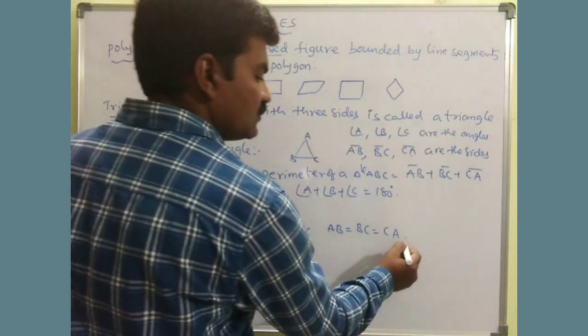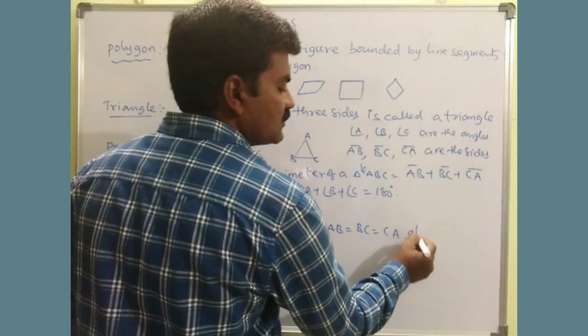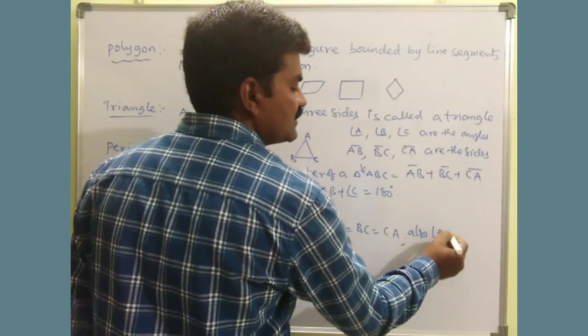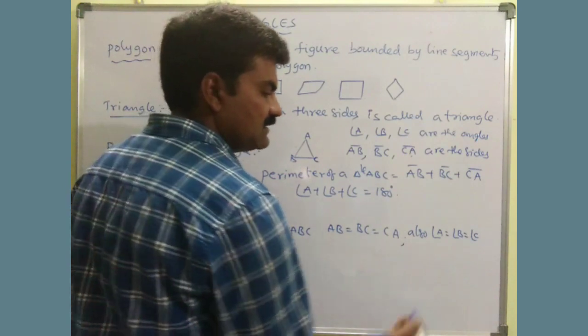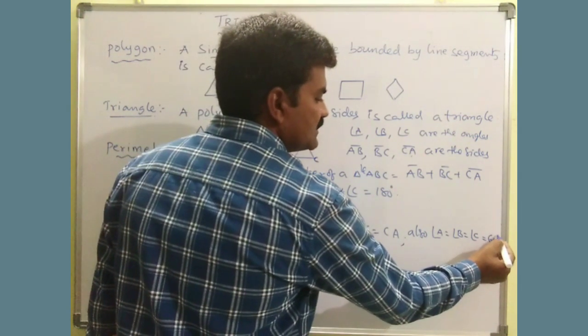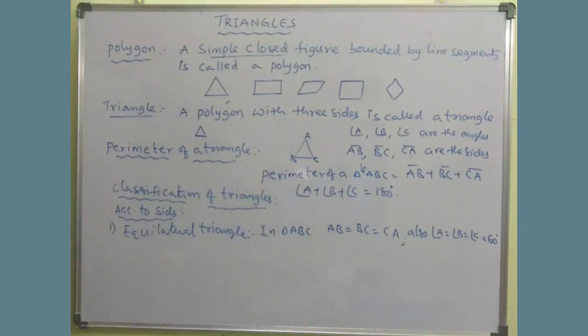Not only 3 sides, also 3 angles are equal here. Angle A is equal to angle B is equal to angle C, and each angle is equal to 60 degrees. Okay, if all the 3 sides are equal or all the angles are equal to 60 degrees, then the triangle is said to be an equilateral triangle. And next, the second one, isosceles triangle.